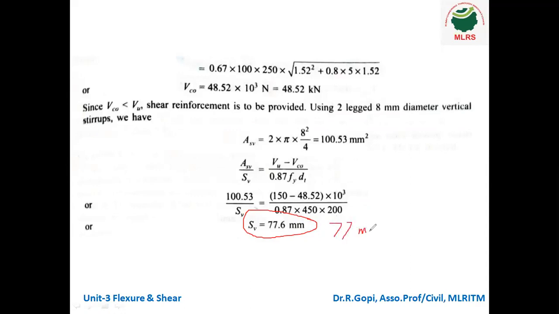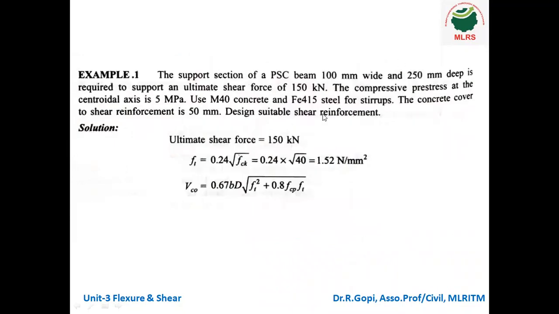So reduced value, 77 mm center to center. Don't increase, this is the minimum value needed. 77.6 mm, you can round off to the lower value. So it is 77 mm center to center. Students, did all of you understand the first problem? This is the very easiest problem.